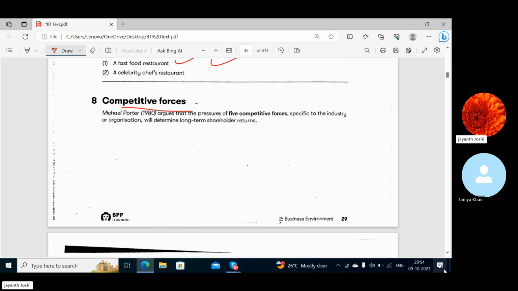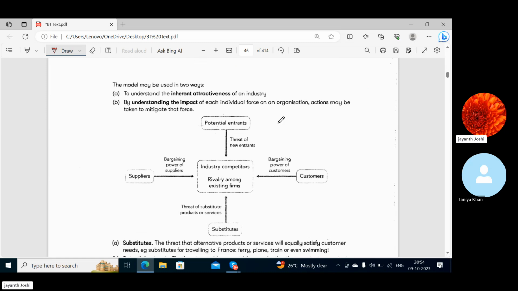Competitive forces: there are five competitive forces of Porter. The five competitive forces are the threat of new entrants, those who want to enter the market, the bargaining power of customers, the bargaining power of suppliers, close substitutes of our products, and rivalry among existing firms. These are the five forces of Porter which every organization faces. So keeping all this into consideration, they should perform their business activities, right?